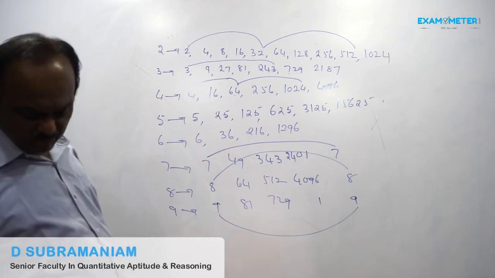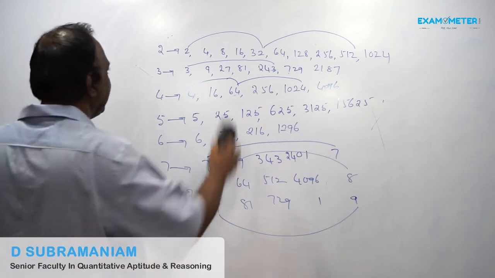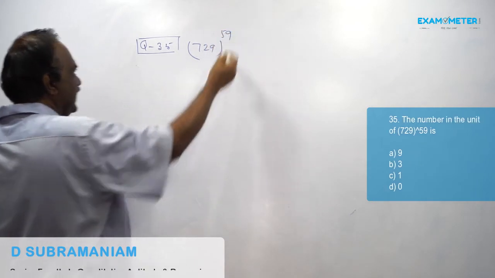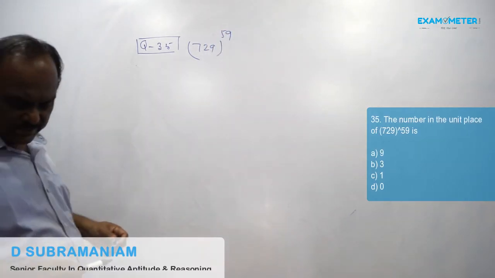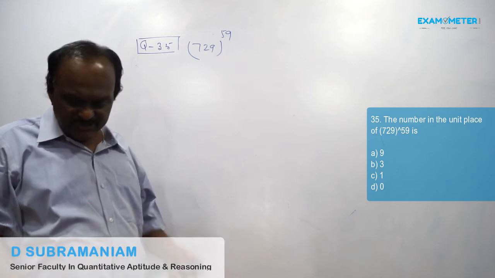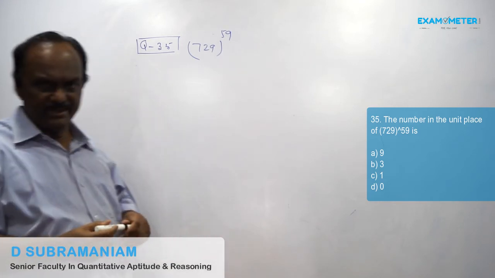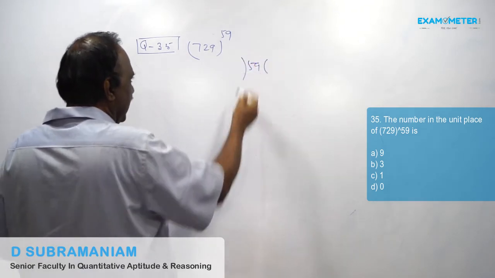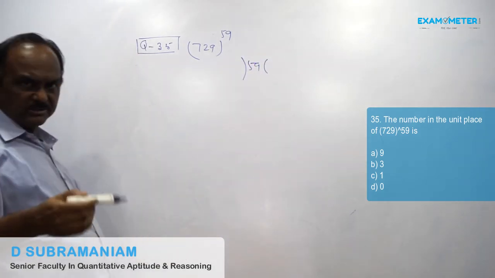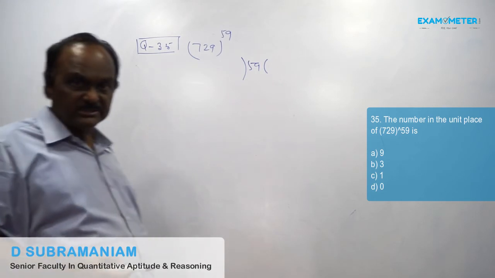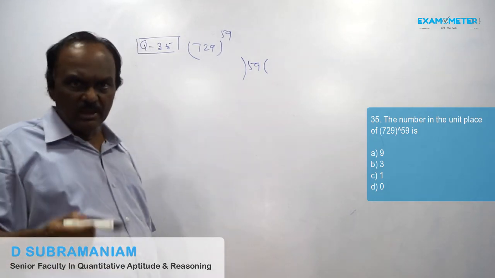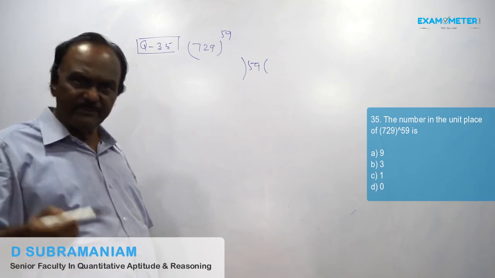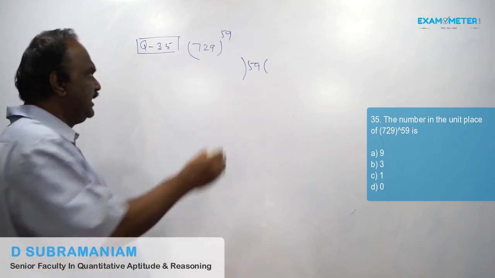Now come to question number 35. 729 to the power 59. The number in the unit place of 729 to the power 59. Power is 59. As far as 9 series are concerned, after every 2 places, the unit place is the same. So divide by 2.